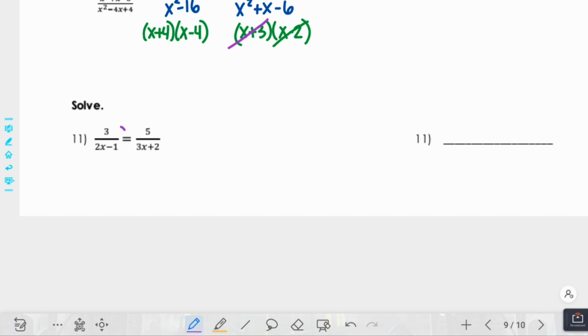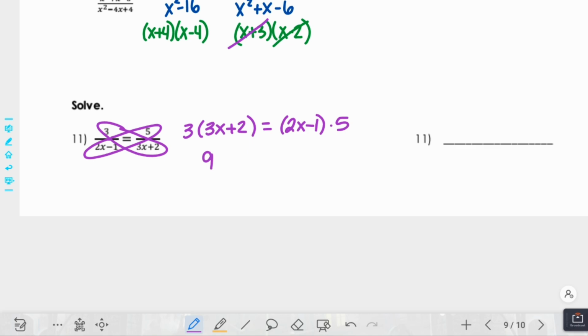So we are going to cross multiply, and we're going to do 3 times 3x plus 2 equals, and then we do 2x minus 1 times 5. Now from here, we're going to distribute and multiply. So we've got 9x plus 6 equals 10x minus 5. Subtract your 9x. 6 equals x minus 5. Add your 5. 11 equals x. So in this one, x equals 11. And we're ready for the next page.